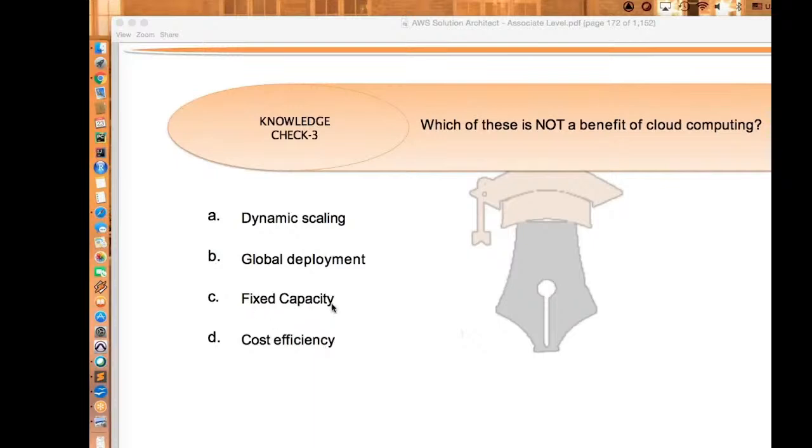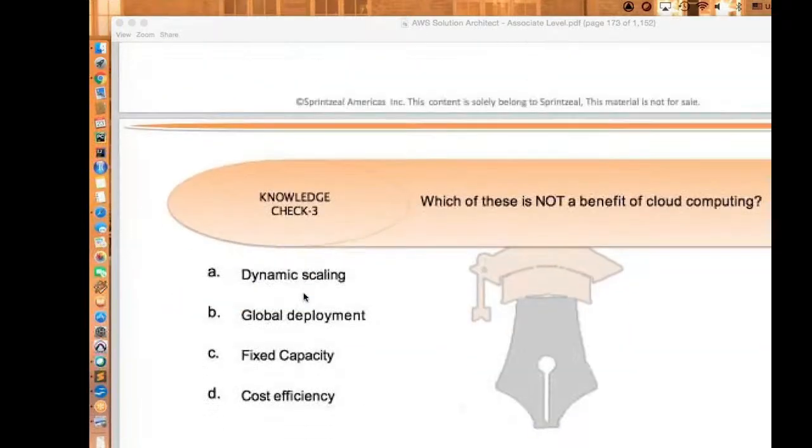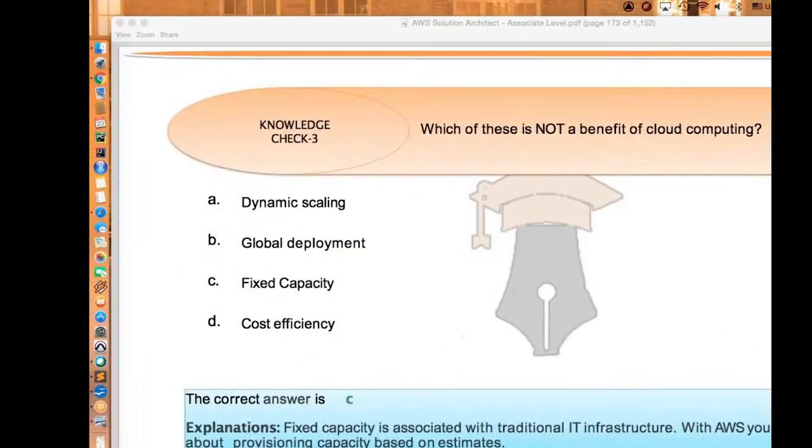Okay, and fixed capacity. We are not talking about some fixed capacity in cloud computing. This is not a benefit actually. Why? Because we talk about scaling up, scaling down, we can even scale horizontally, vertical scaling, horizontal scaling, all this stuff. So this is the odd one out, not a benefit of cloud computing.